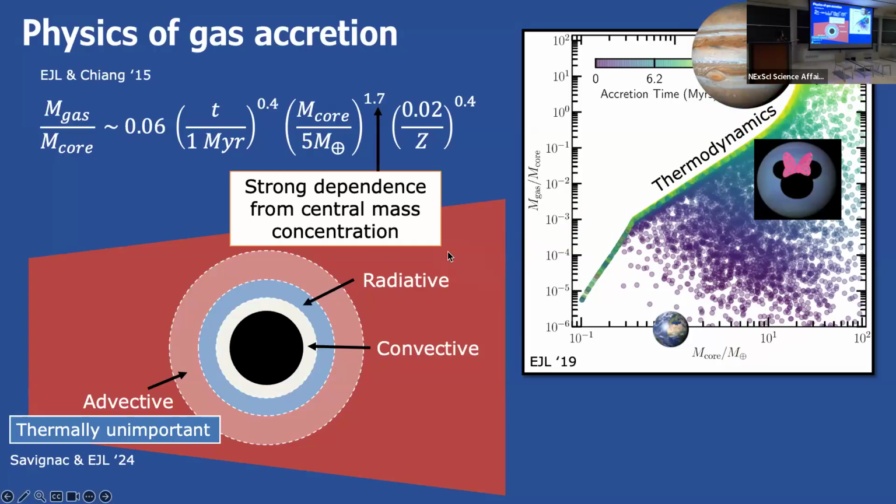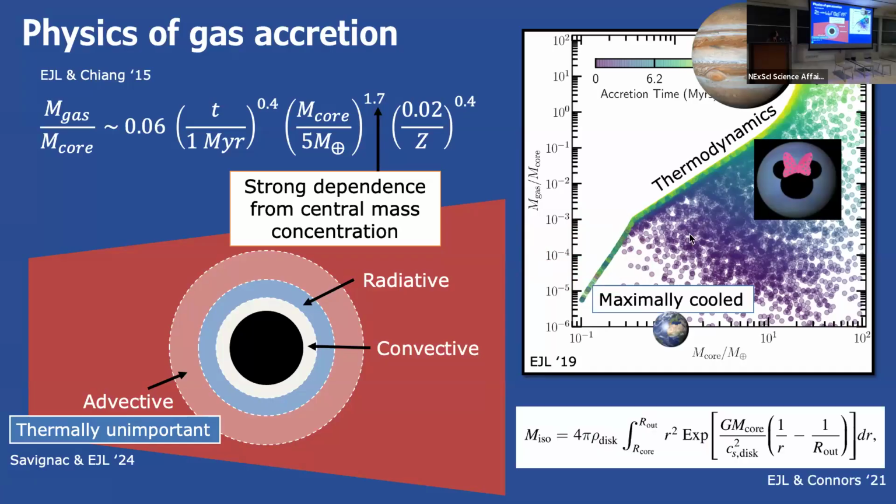But at the low mass end, there's a breakoff. And that breakoff is not because there's a transition in physics, it's still thermodynamics. It's just that you have a maximally cooled planet. So in other words, remember all this cooling happens because of non-zero temperature gradient, but once you reach that zero temperature gradient, you're going to stop cooling and therefore you're going to stop accretion.